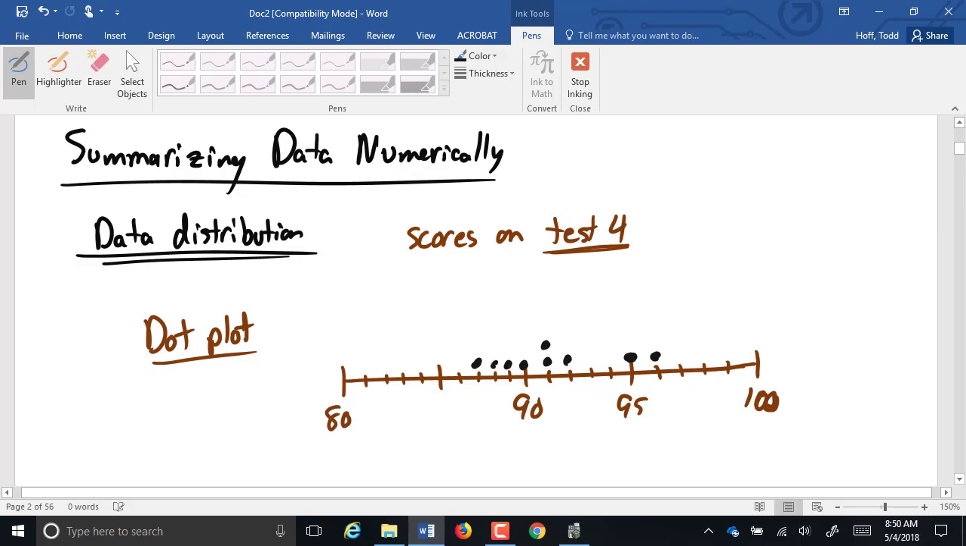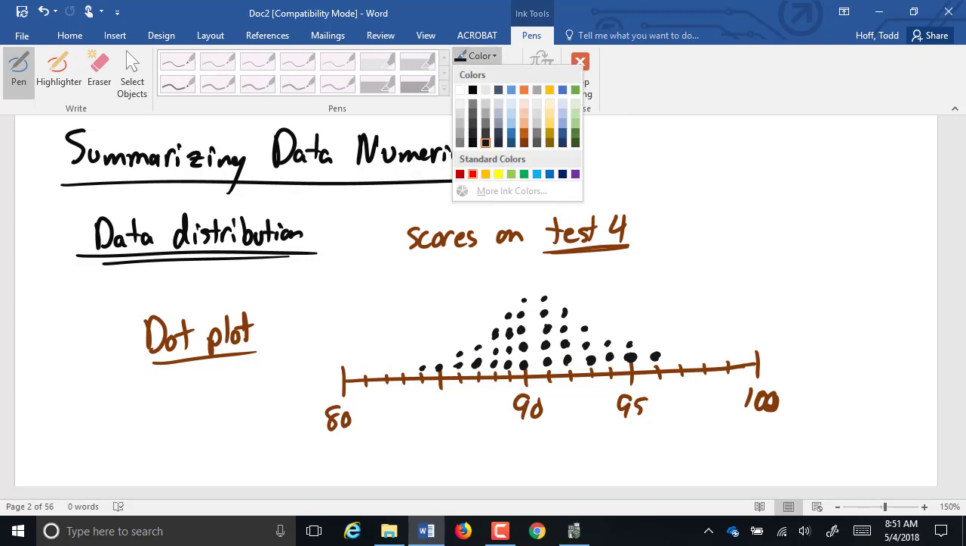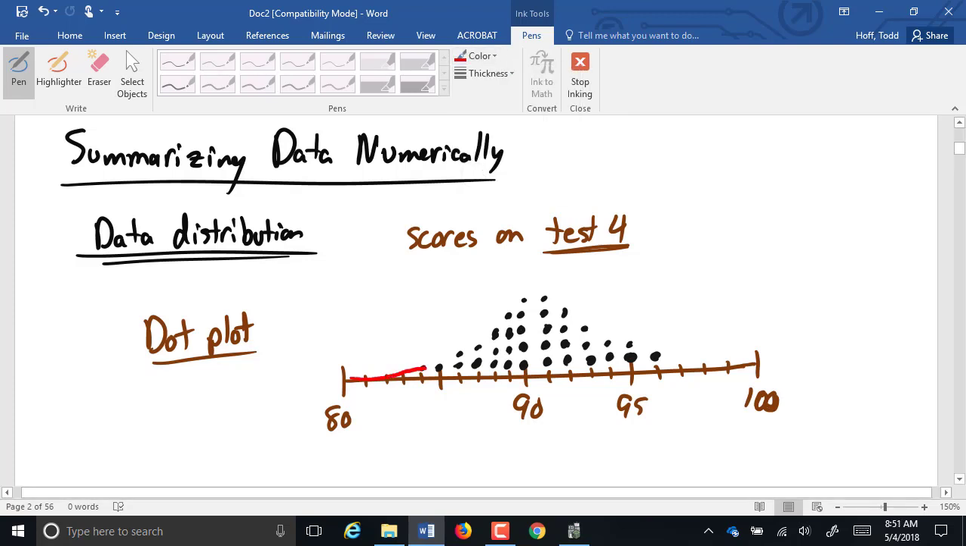And as I score these tests, I keep putting dots on the number line. You'll notice when a number is repeated, I just put the dot above the other dots above that number. And what starts to form here is a shape. And this shape is called a data distribution. You can see it kind of takes on a predictable shape here. If I draw a line through the top dot in each column, it makes a shape like that.